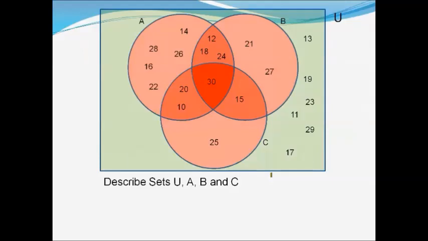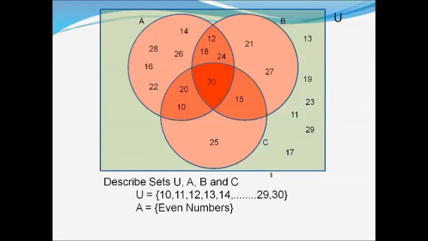Next example: we have three different sets, set A, set B, and set C. For set A, we have 10, 12, 14, 16, 18, 20, 22, 24, 26, 28, and 30. For set B, we have 12, 15, 18, 24, 27, and 30. For set C, the elements are 10, 15, 20, 25, and 30. Let's describe sets U, A, B, and C. For set U, of course, we have 10, 11, 12, 13, 14, until 30. That's the universal set.